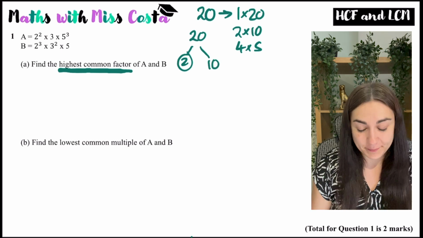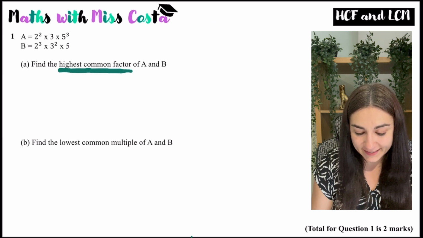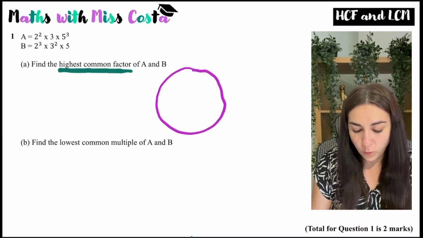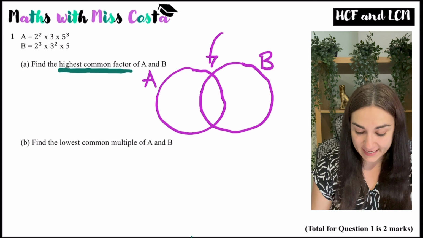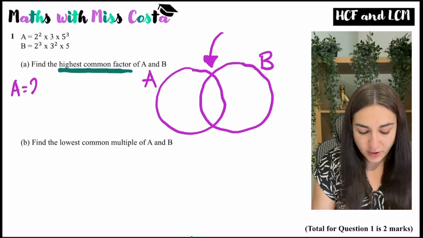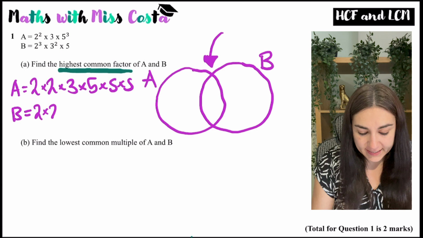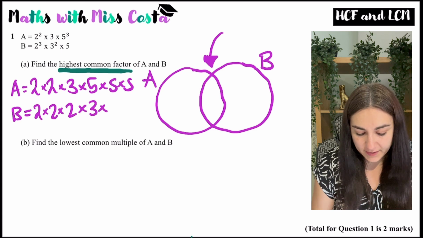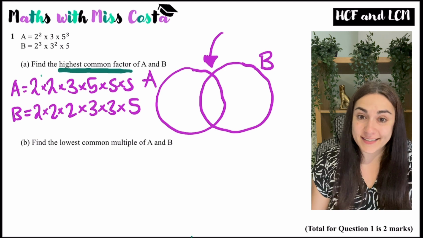However, I can't use this method, but I do have another method that I could use when I don't know the numbers, and that's the Venn diagram method, where one of the circles represents all the numbers that multiply to make A, and the other one represents all the numbers that multiply to make B. And in here, we put any number that is common to both. So if we just write them out, 2 squared means 2 times 2 times 3 times 5 times 5 times 5. And B is made up of 2 times 2 times 2 times 3 times 3 times 5.